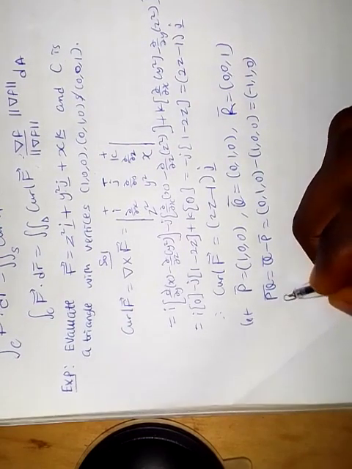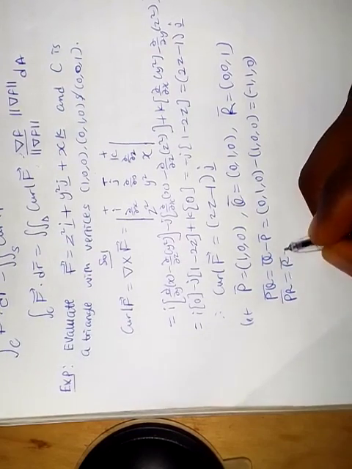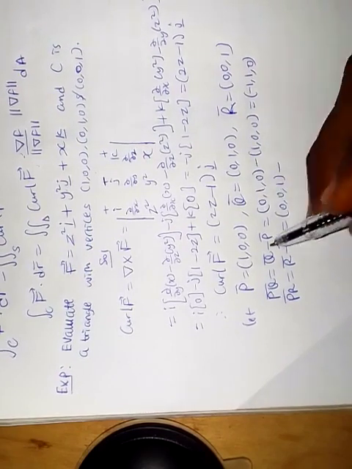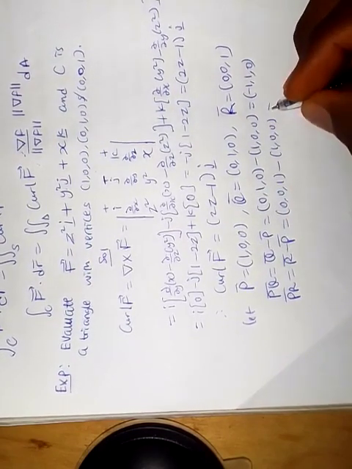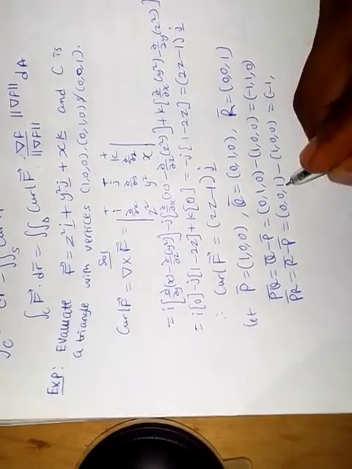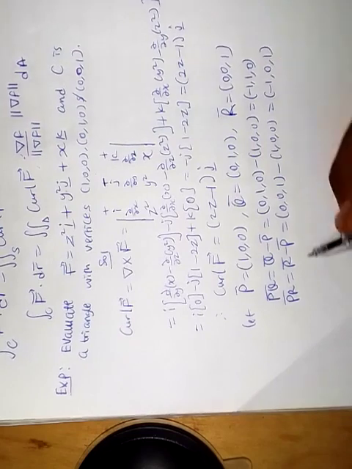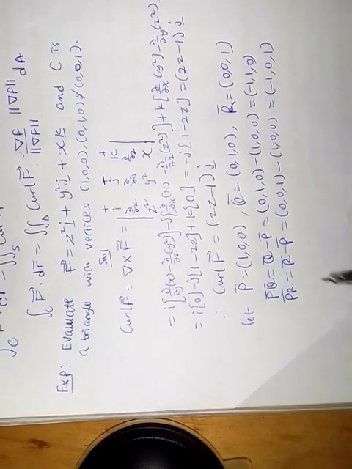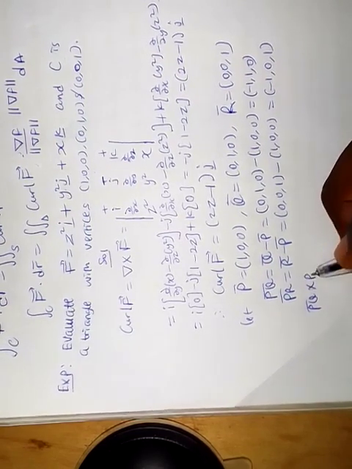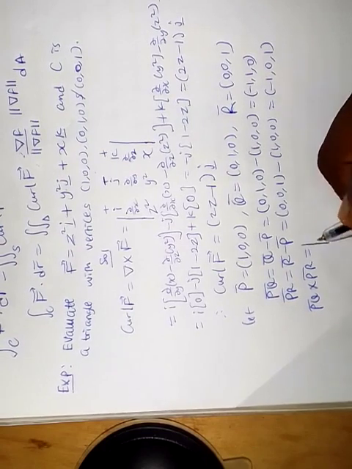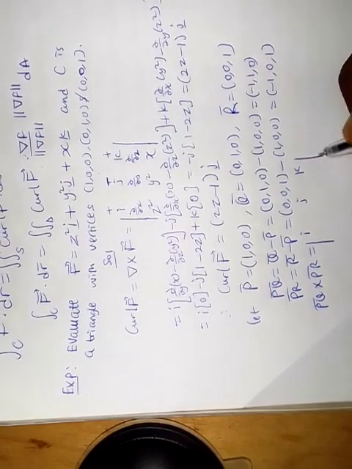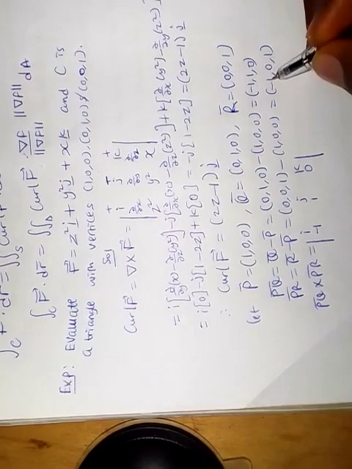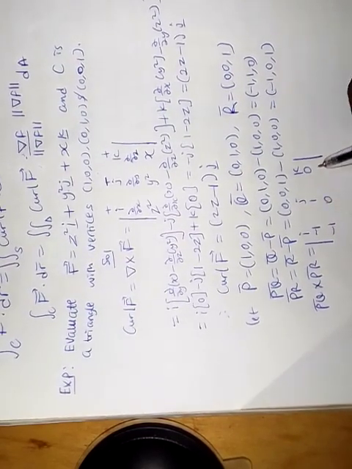And for PR, we have R minus P. So we have (0, 0, 1) minus P, which is (1, 0, 0). So we have (minus 1, 0, 1). Now the next thing to do is to take the cross product of PQ and PR. Doing that, we obtain the cross product of PQ and PR: i, j, k. For PQ we have (minus 1, 1, 0), and for PR we have (minus 1, 0, 1).